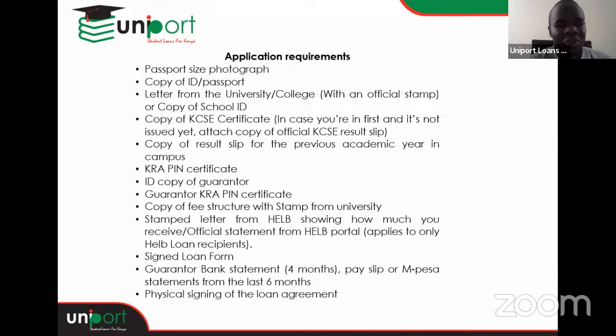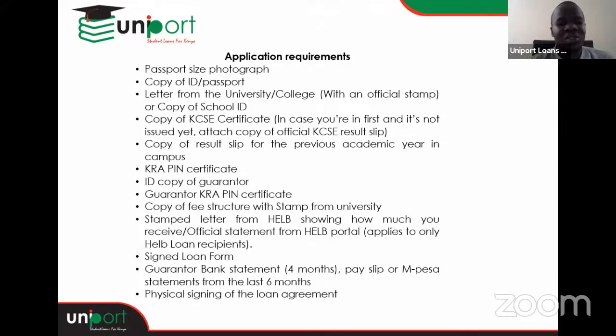We'd like you to have a KRA PIN certificate. Please note that it's very simple to get that. You just apply on the KRA website. It shouldn't take you more than 5 minutes. And then we are also asking that you have guarantors, a minimum of 2 guarantors, to be able to guarantee your loan. The guarantors will also provide their KRA PIN certificates.